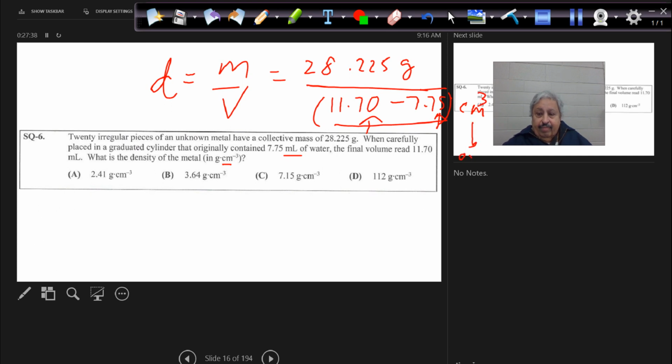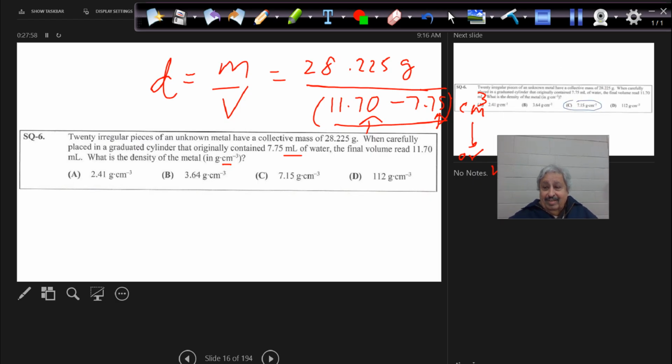So whatever the value here, this is centimeter cube or milliliter. Those are the same unit. So, how much? Where is the answer here? C? Okay, C. Somebody says C. Everybody is convinced it's C? Okay, so C. Let's see.